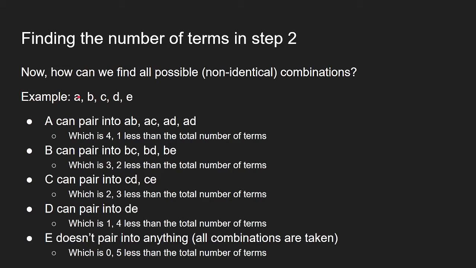So let's say we got a list of letters, A, B, C, D, E, we got 5, so n is 5 in this. A can pair into AB, AC, AD, and AE, which is 4, 1 less than the total number of terms. B can pair into BC, BD, BE, which is 3, 2 less than the total number of terms, and C can pair into CD, CE, which is 2, 3 less than the total number of terms. D can pair into DE, which is 4 less than the number of terms, and E doesn't pair into anything, which is 5 less than the total number of terms.